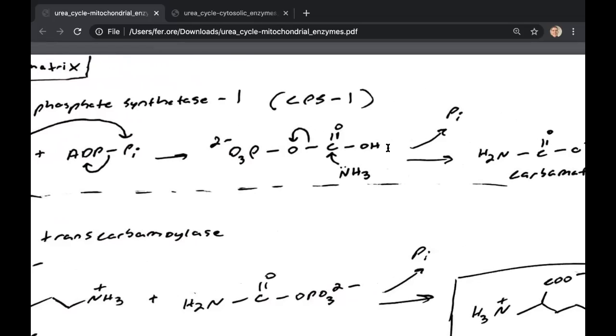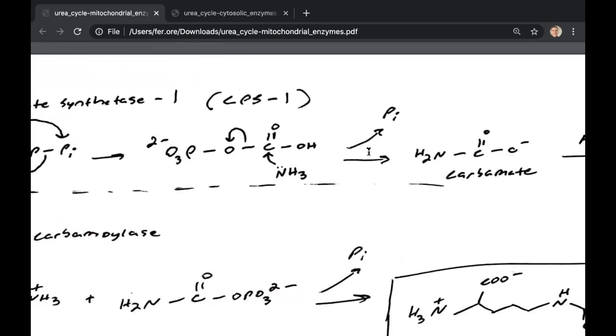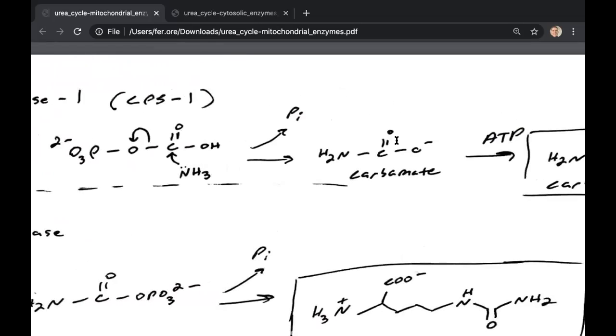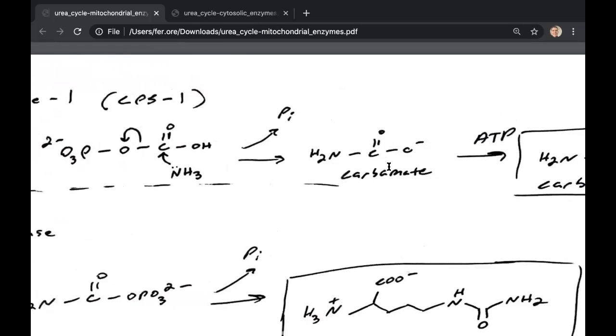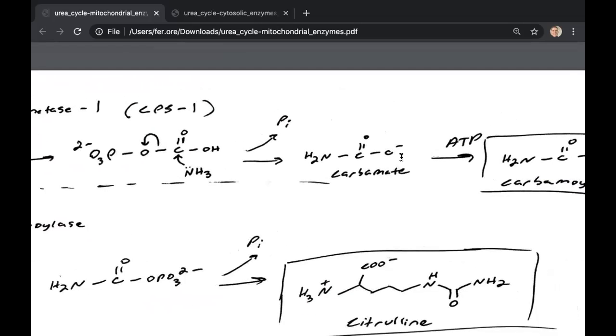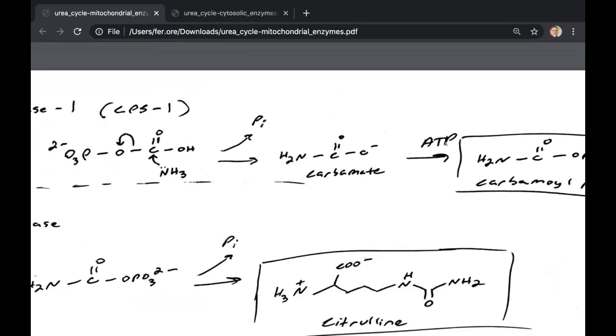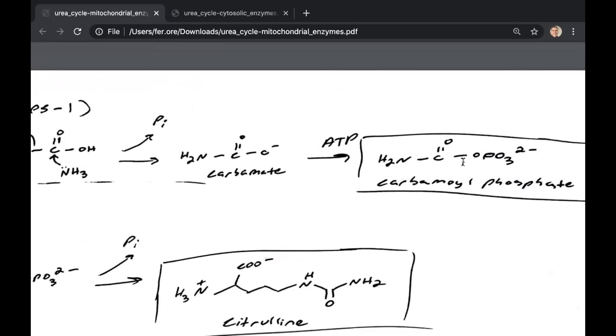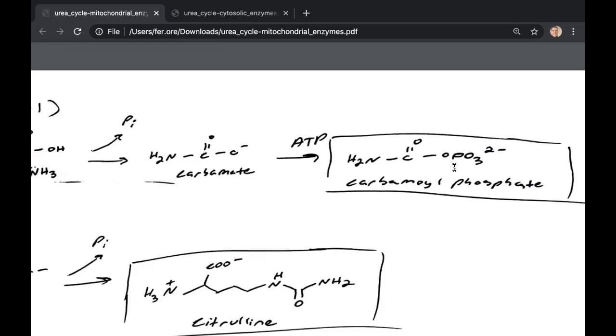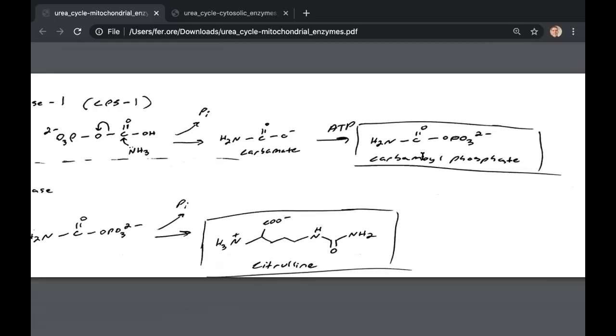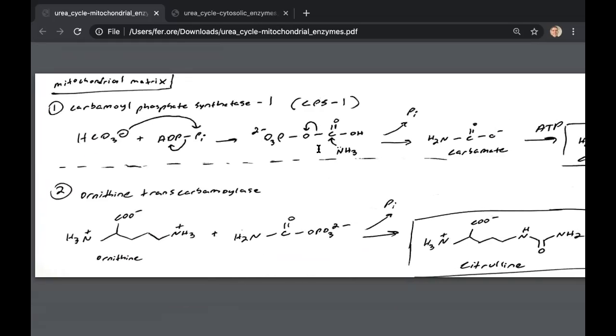And at this point, we're going to conjugate it to our ammonia. So the ammonia is going to come in and kick out the phosphate group. So the inorganic phosphate is kicked out, and we make this carbamate intermediate. Then this carbamate intermediate is going to conjugate to another mole of ATP to essentially make another high energy mixed phosphoanhydride, carbamoyl phosphate. So at this point, we're done with step 1, and this carbamoyl phosphate is going to feed into step 2.